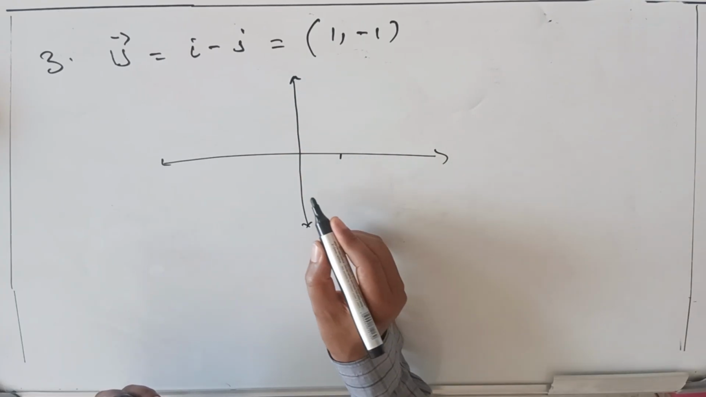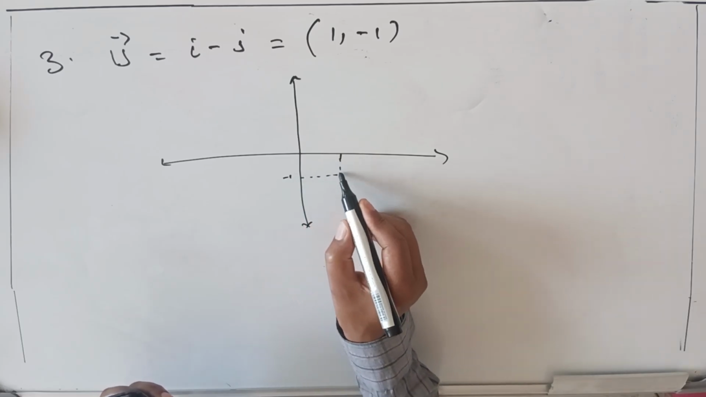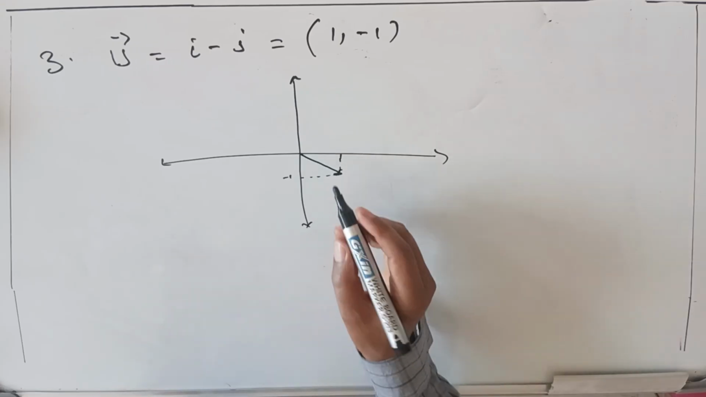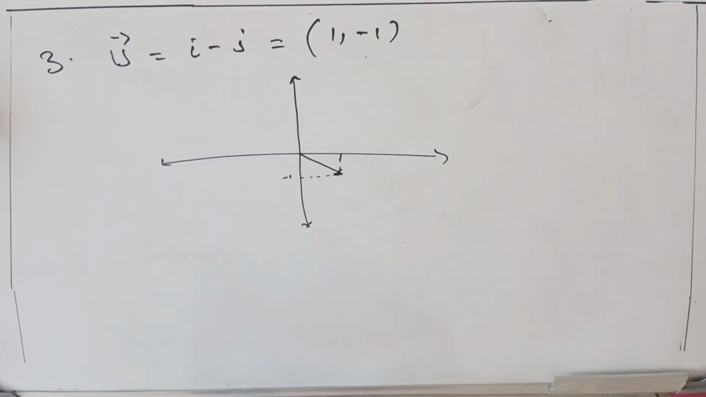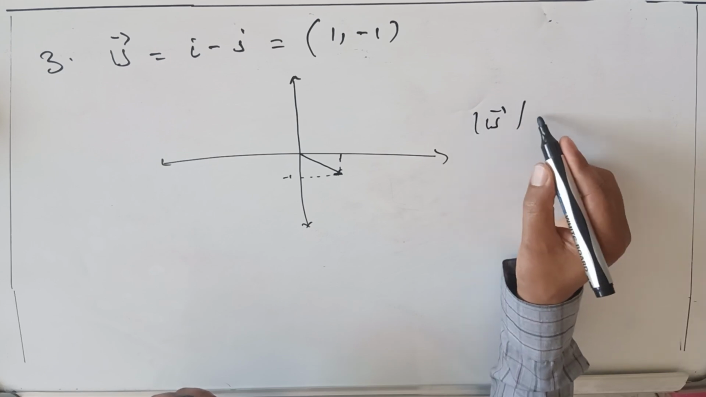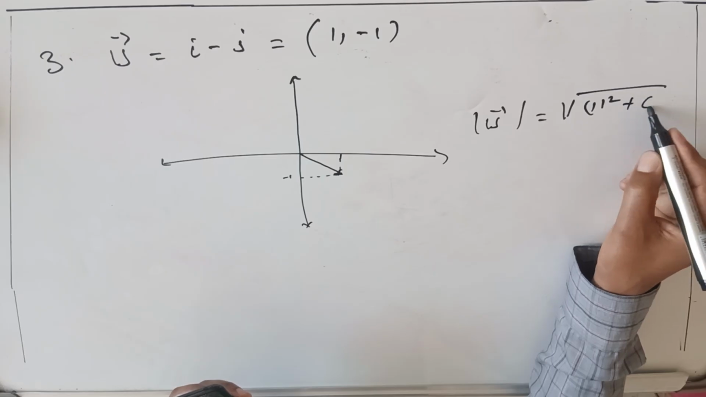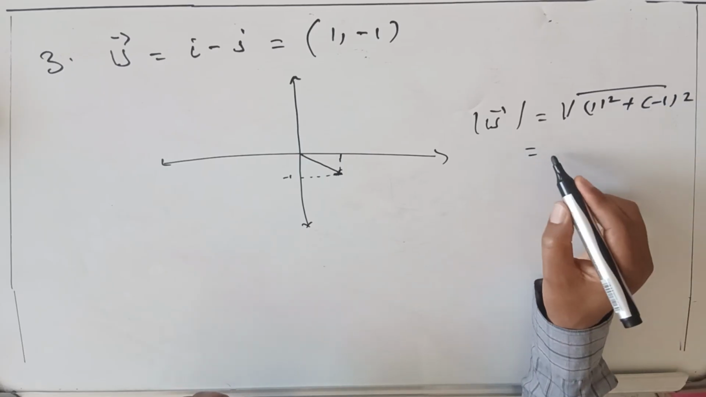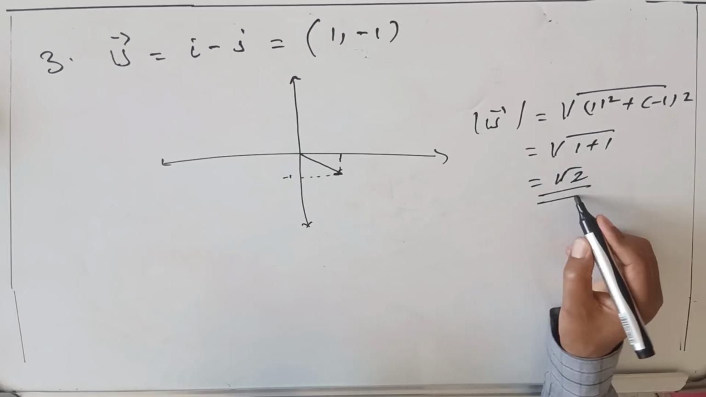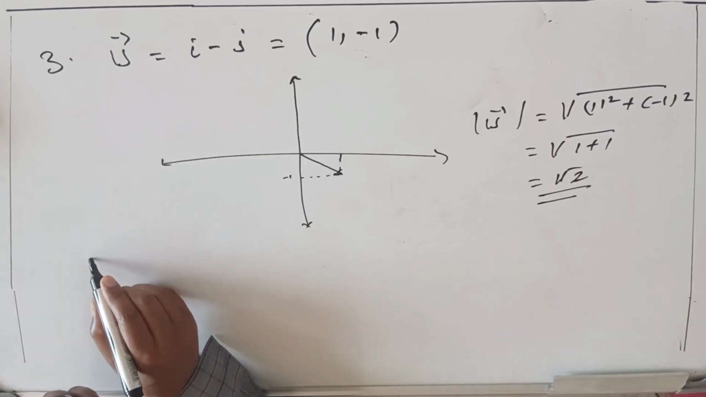Here the x-coordinate is 1 and 0, and here -1. So this is the vector, and we want the length from this point to this point. To find this length, the norm of vector U is equal to the square root of 1 squared plus (-1) squared. This is equal to the square root of 1 plus 1, that is radical 2 units. The distance from this point to this point is radical 2. Question number 4.